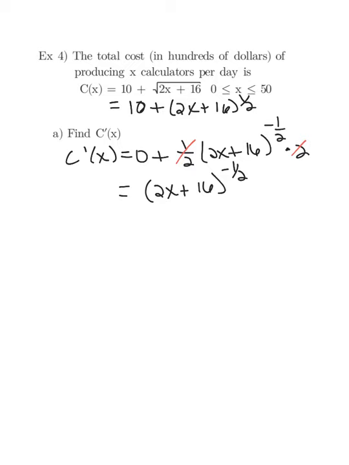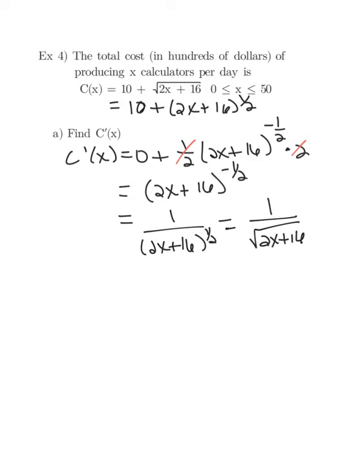We are going to need to use this as we move forward. Right now it's considered to be in the numerator, so we're going to move it to the denominator, which would make it 1 over 2x plus 16 now to the positive 1/2. We know a 1/2 power is a square root, so our final form of this will be 1 over the square root of 2x plus 16.